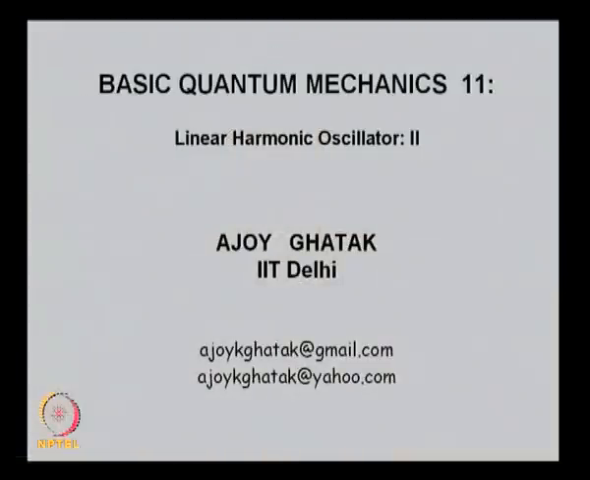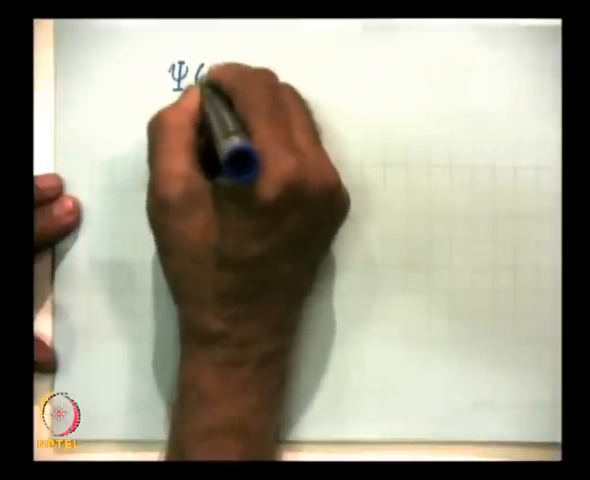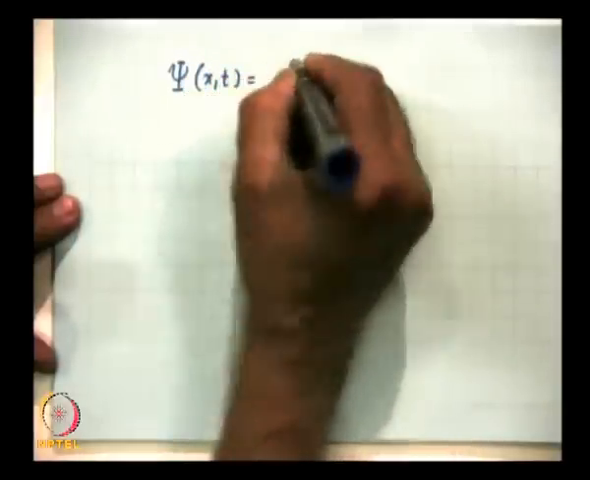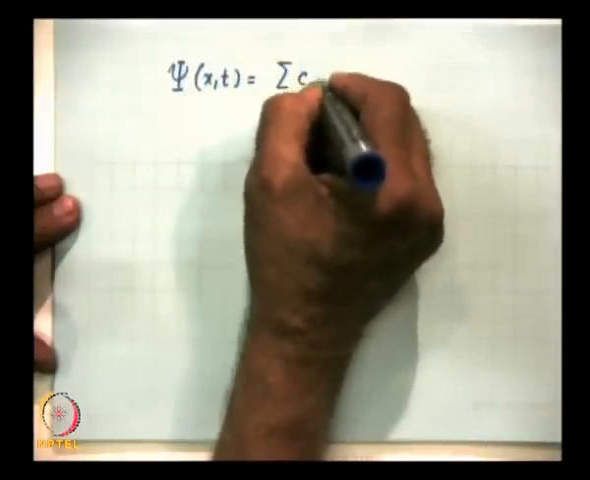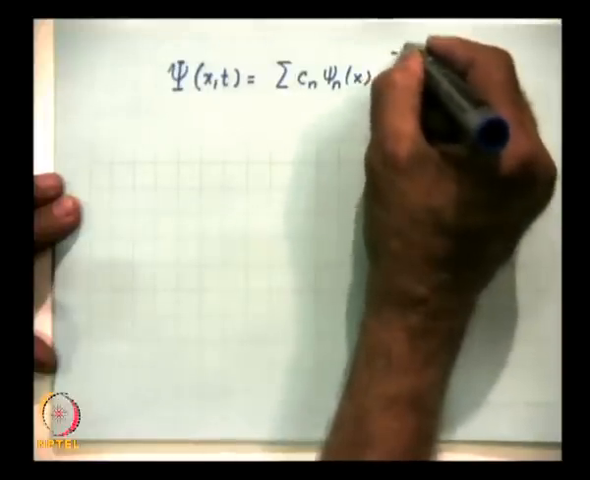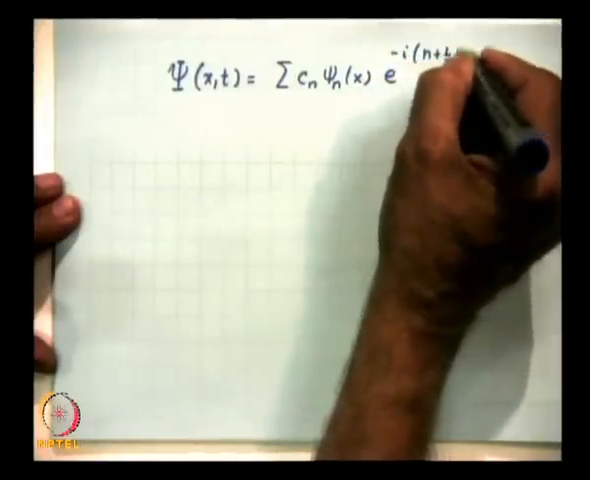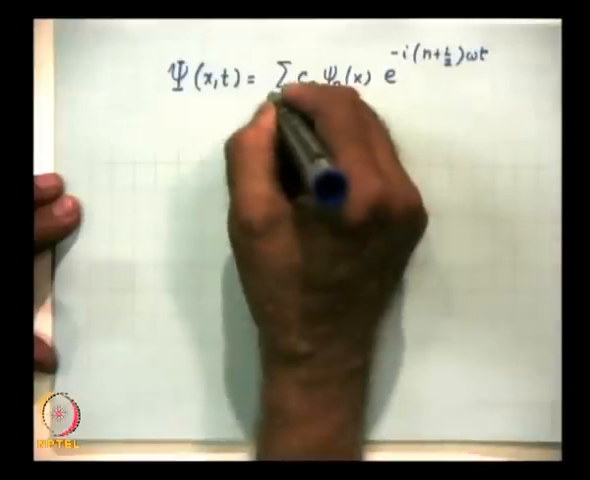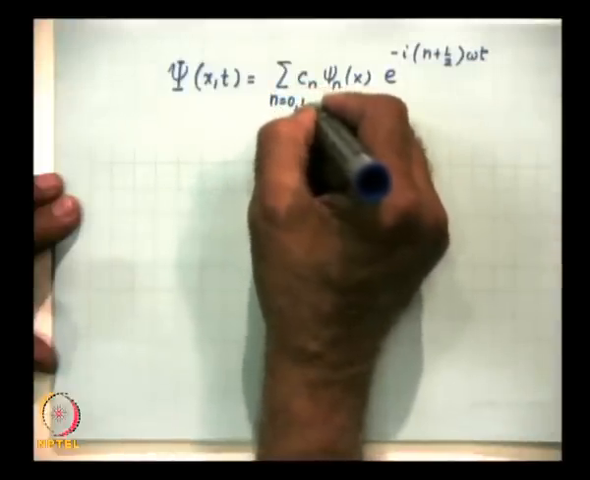Let us continue our discussion on the solutions of the linear harmonic oscillator problem. In my last lecture, I had shown that the most general solution of the one dimensional Schrodinger equation is given by the sum of C n psi n of x e to the power of minus i (n plus half) omega t, where n goes from 0 to infinity.